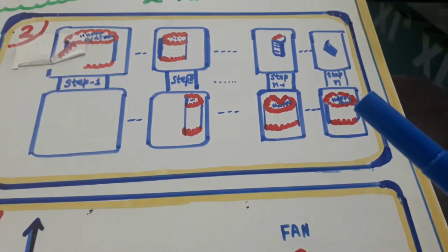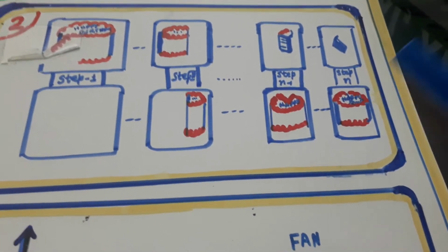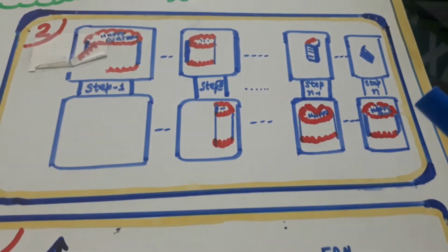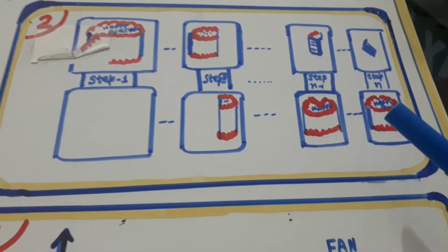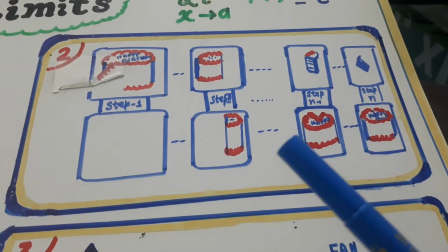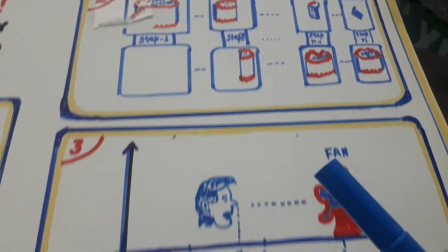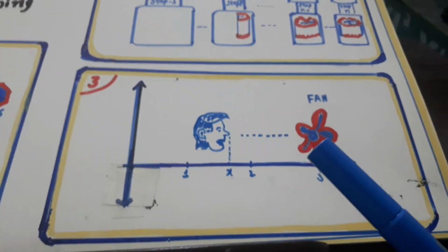So at the end of the day he will not pass on the whole cake. Some cake will be left with him, and this is the limit. When we say x goes to 1, it is never 1. So let us take another example.